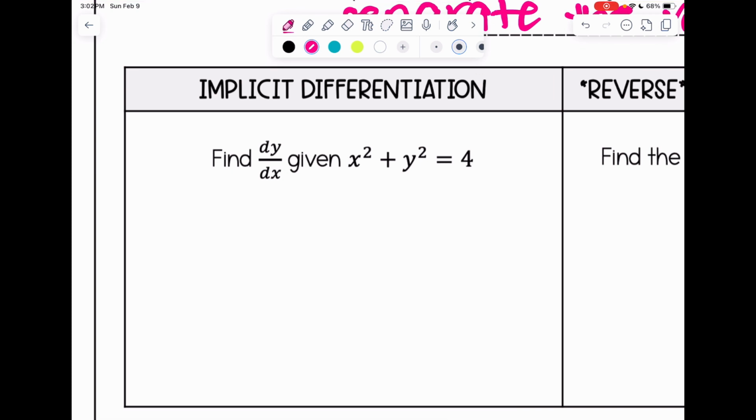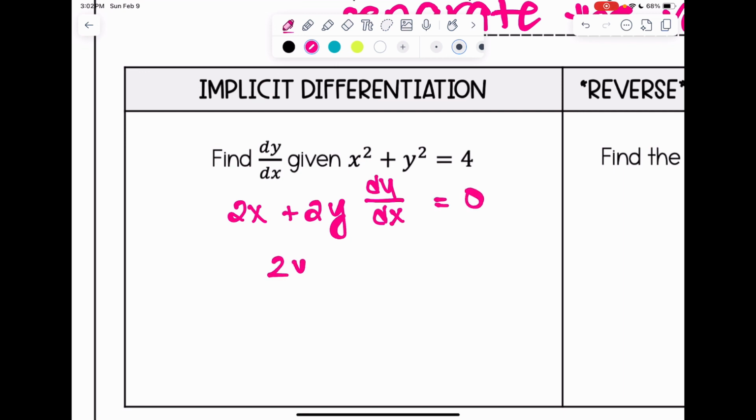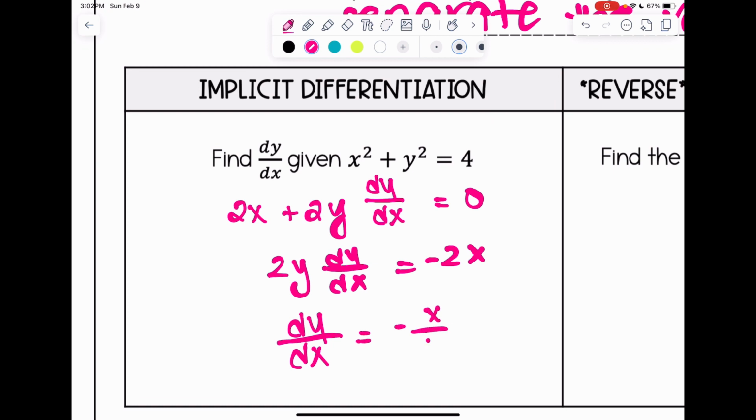So let's recall what we've learned previously, which is implicit differentiation. So we have seen questions like this that say find dy dx given x squared plus y squared equals 4. And we would take the derivative, and whenever we took the derivative of the y term, we would put dy dx, and then we would always solve for dy dx. So I would move the 2x over, and I'd solve and get dy dx equals negative x over y.